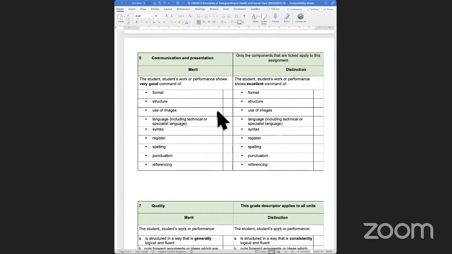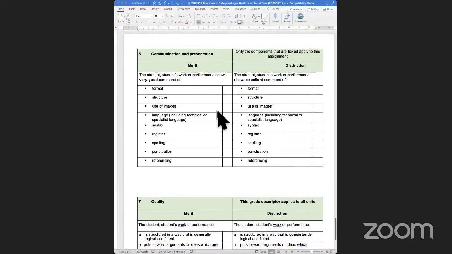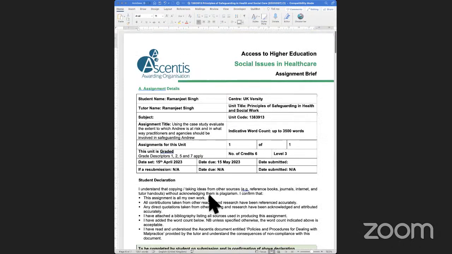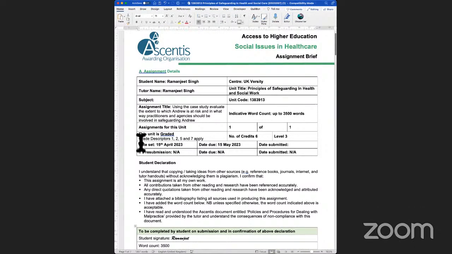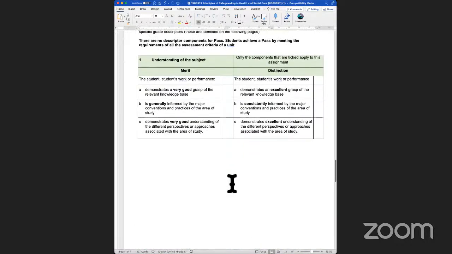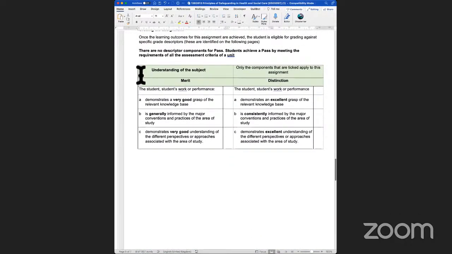And then there are obviously some points. There is no way that Ascentis tells us what point or what percentage, let's put it this way, of your grade would be related to communication and presentation of the work, but some indication is given in the front sheet. So when we look at grade descriptors, areas like 1, 2, 5, and 7 will apply. So if I scroll down and I go into areas, for example, this is area number 1. This would apply in your grading.